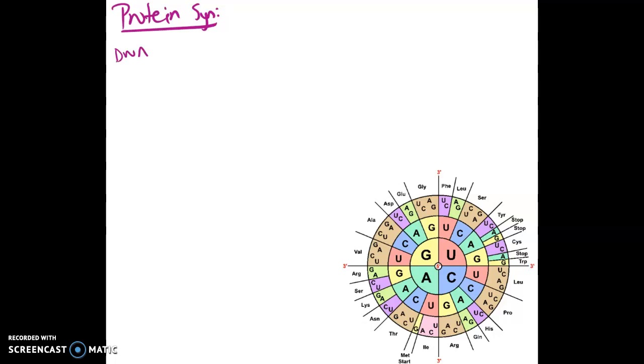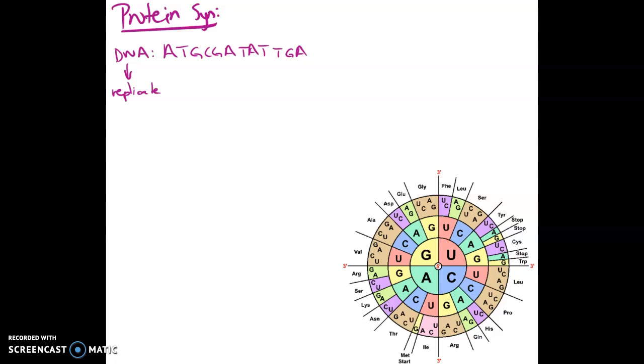And let's say that our DNA strand is ATG, CGA, TAT, TGA. All right, and then so we're going to need to replicate it first.